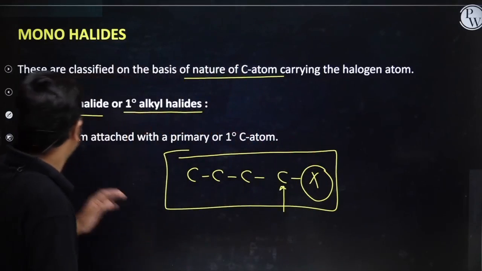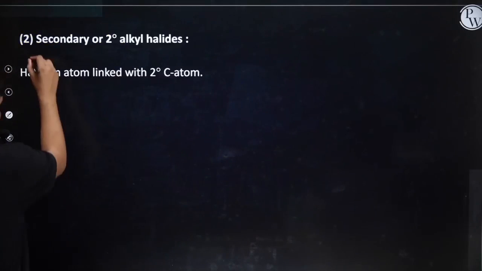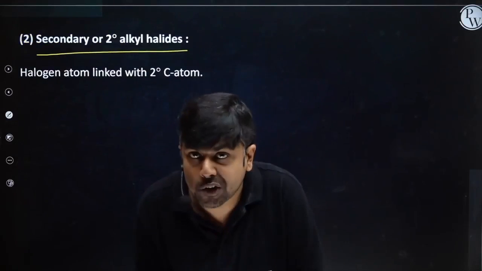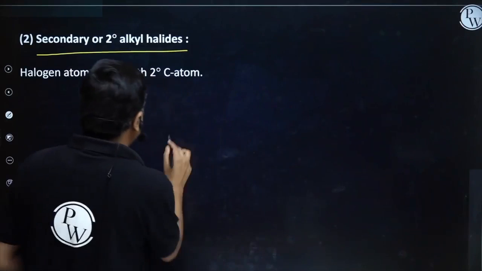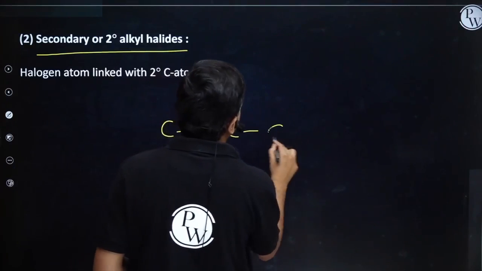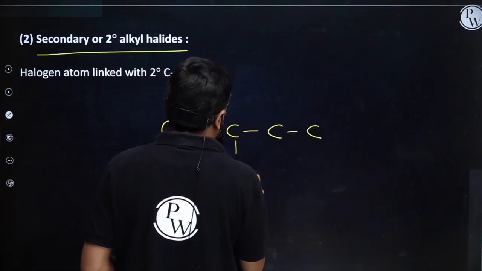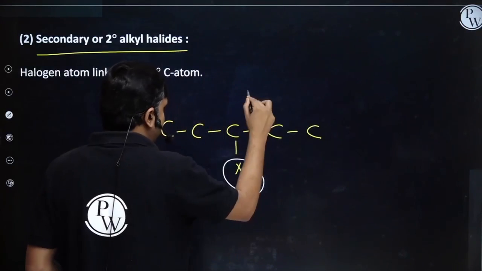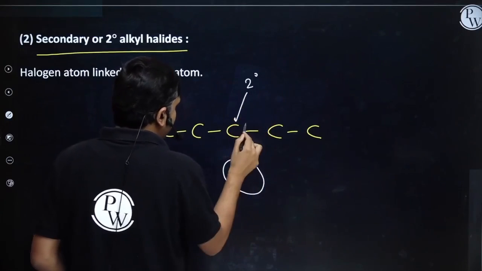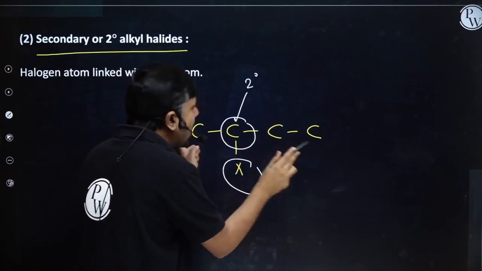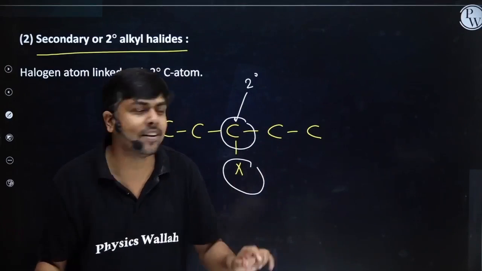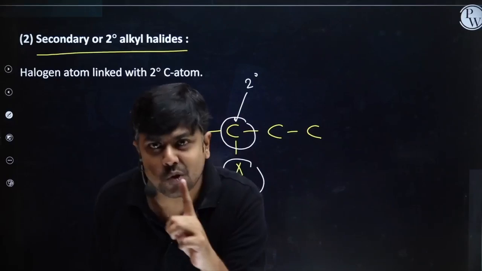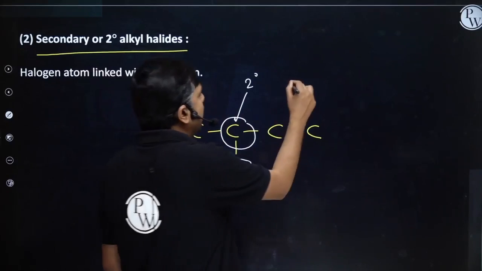Am I clear? Moving to the next one, secondary alkyl halide. Here, the halogen atom is connected to a 2 degree carbon like this. Student, if I talk about this halogen, it is connected to a secondary carbon because this carbon is connected to 2 carbons in the chain. Am I clear? So this particular carbon is a secondary carbon. Halogen attached to a secondary carbon is a 2 degree alkyl halide.